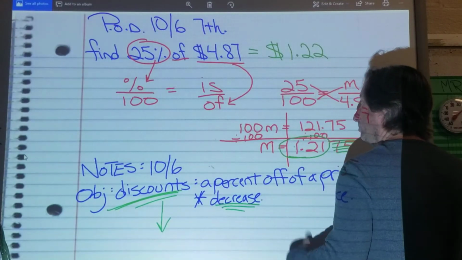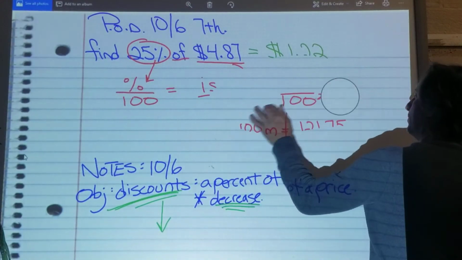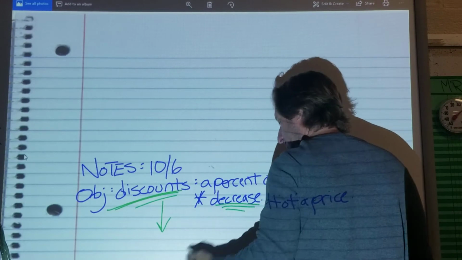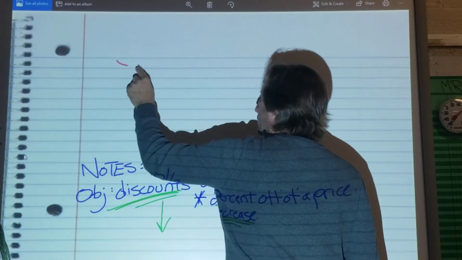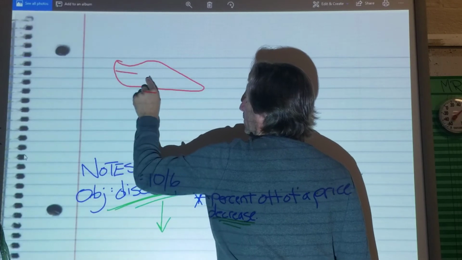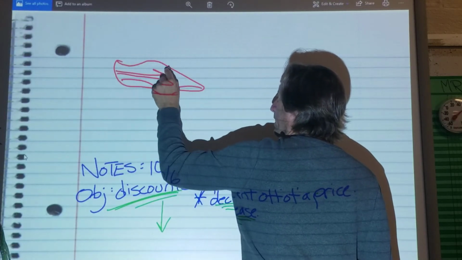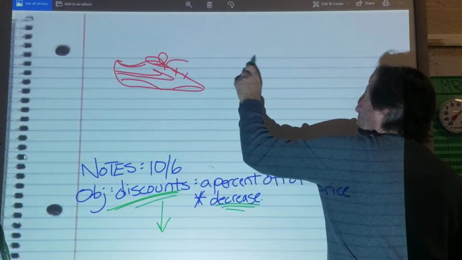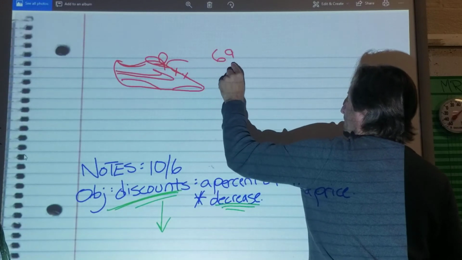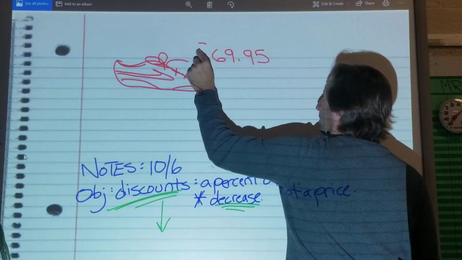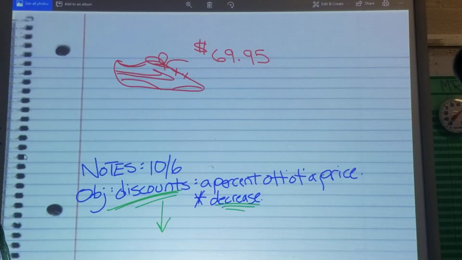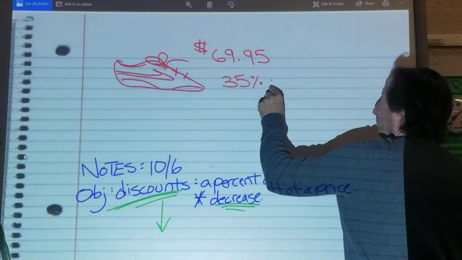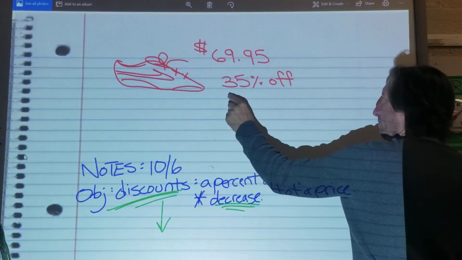All right, so let's do a discount, all right? Basically, you already know everything you need to know to do this. So we'll say that we have a pair of Nike shoes. My Nike shoes are not going to look very good, but you get the idea. I want to say these shoes are normally $69.95. But they are last year's model, and they're trying to get them out of the store, so they are saying that they are 35% off. Or they have a 35% discount.